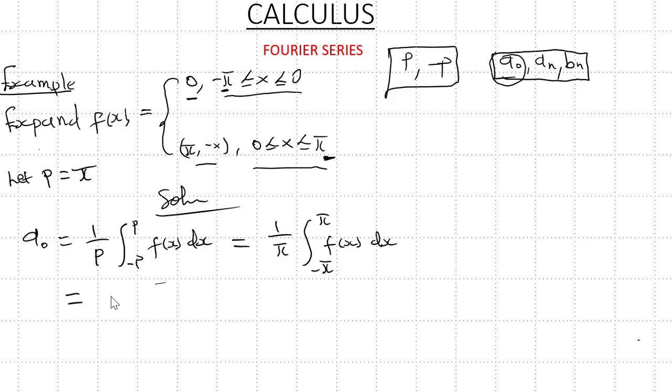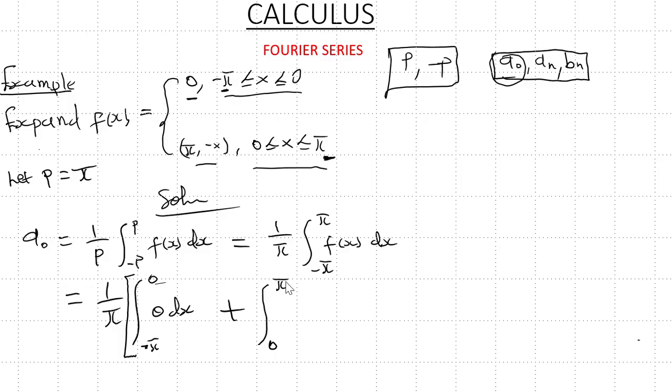So it's going to be 1 over pi. So let's take the first interval, that is from negative pi to 0, and within that interval, so let me bring this bracket here. So within that interval, the function is 0. So 0 dx. Then we come to the next interval, so we add. So the next interval too is what? From 0 to pi.